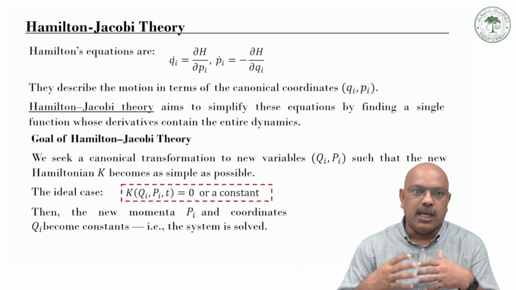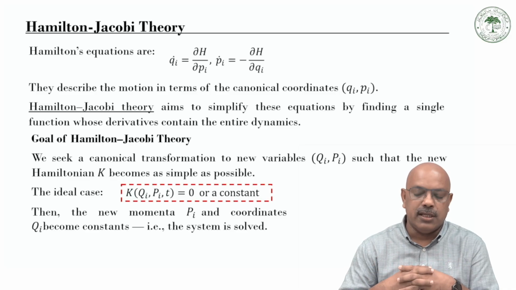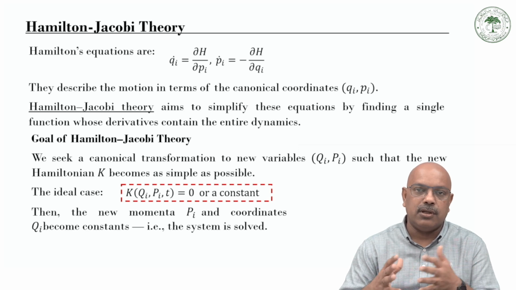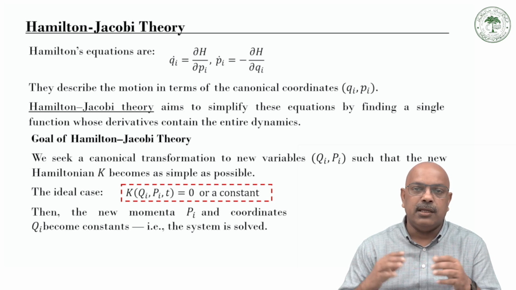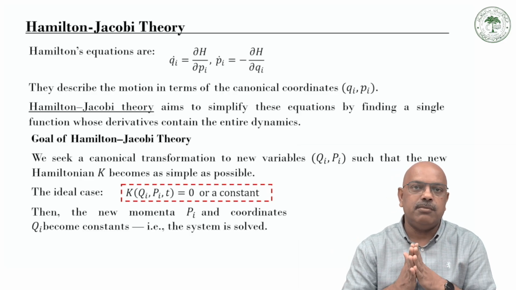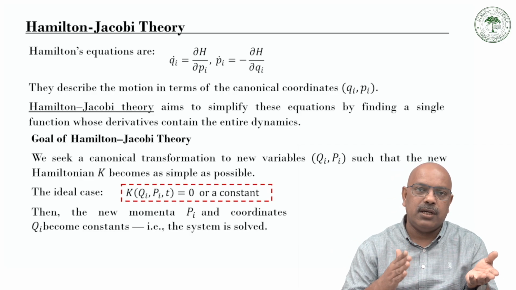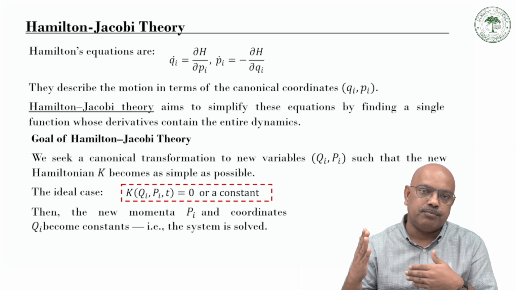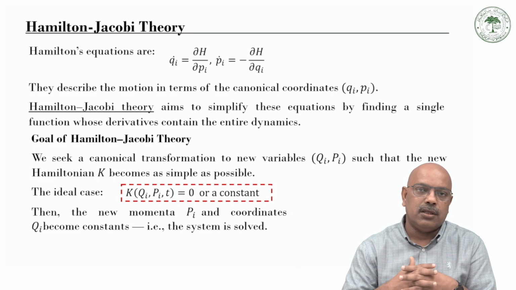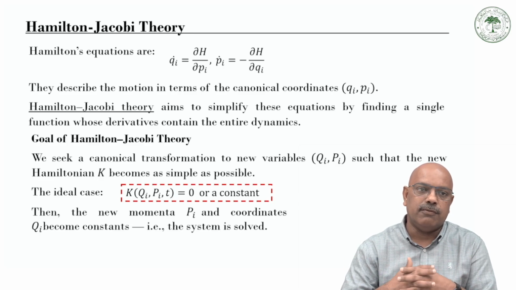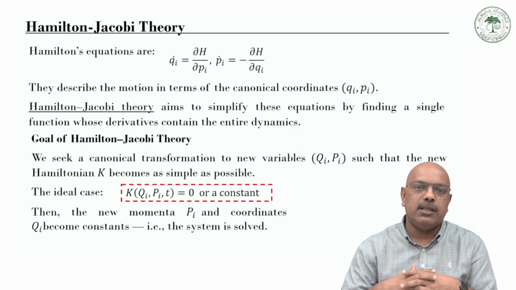The aim of the Hamilton-Jacobi theory: we had already gone through the Lagrangian to Hamiltonian formalism, in which the Lagrangian depends on the generalized coordinate and the generalized velocity. When the generalized velocity is transformed to the generalized momenta, you go from the Lagrangian formalism to the Hamiltonian formalism in the phase space.